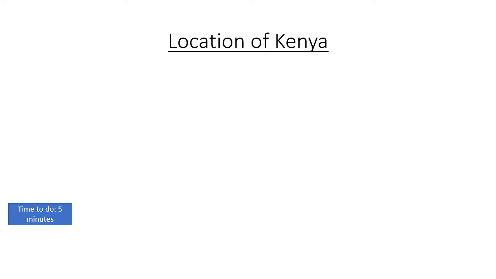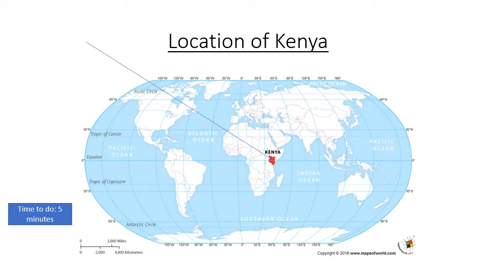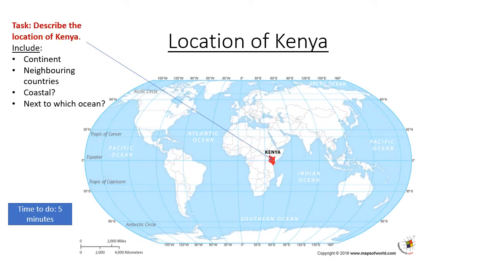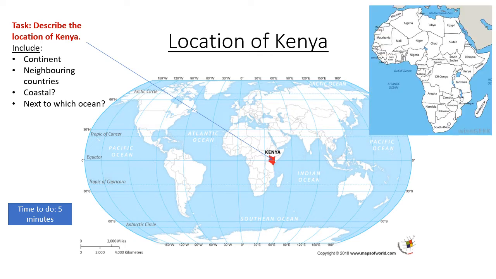Okay, so we're going to be talking about Kenya. So to begin with, let's recap where Kenya is in the world. You're going to write a few sentences, 2 or 3 points. Tell me what continent it's in. Use compass directions about where in that continent. Use this map to tell me about some neighbouring countries. Is it coastal? Is it not? Is it next to which ocean? If so, those are the kind of points you could write. So pause the video now and get writing those 2 or 3 sentences, starting with Kenya is located, and then over to you. Pause now.